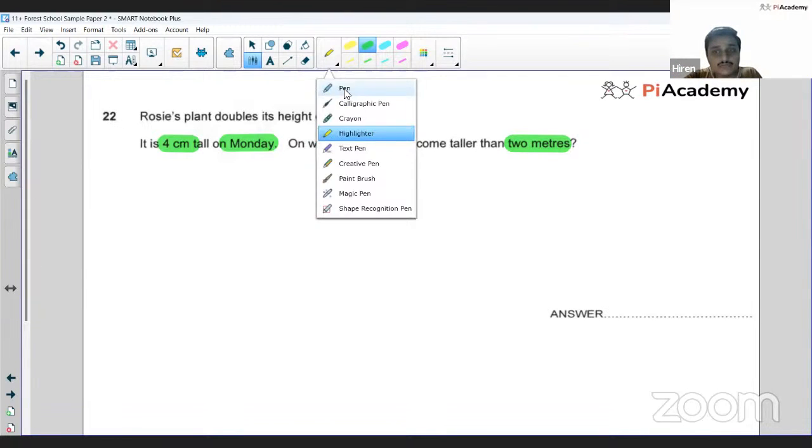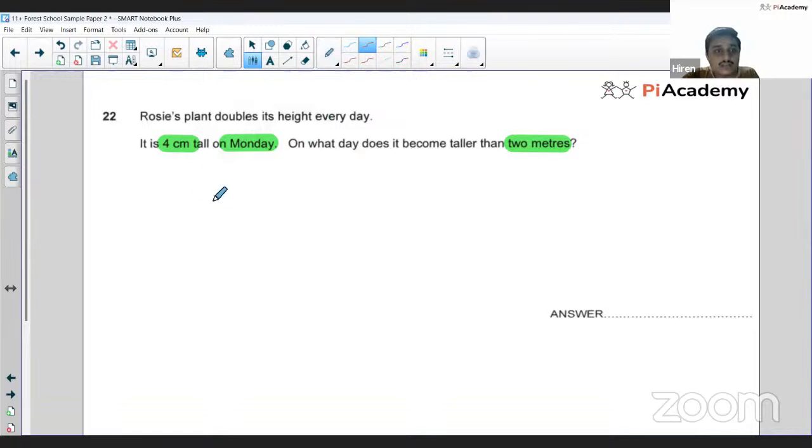First of all, the initial height is 4 centimeter, right? And what is the condition? The condition is the plant doubles its height every day, right? So it will get double. This is the Monday. So next day it will become 8 centimeter, right? Next day it will become double of 8, that is 16. Double of 16, that is 32. Double of 32, that is 64. And then double of 64, that is 128.